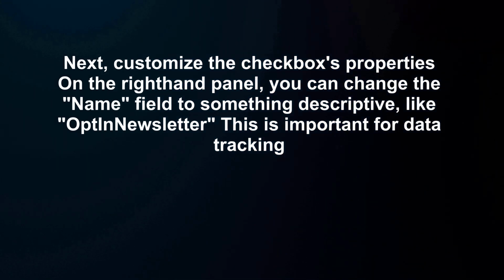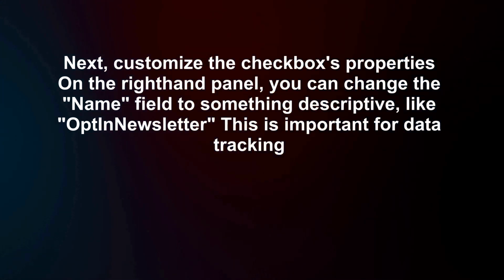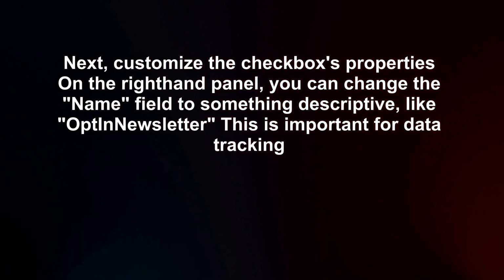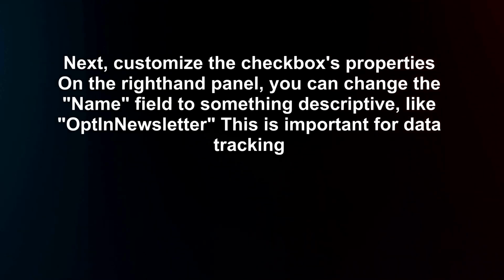Next, customize the checkbox's properties on the right-hand panel. You can change the name field to something descriptive, like Optimus letter. This is important for data tracking.